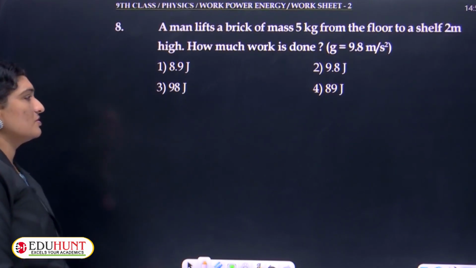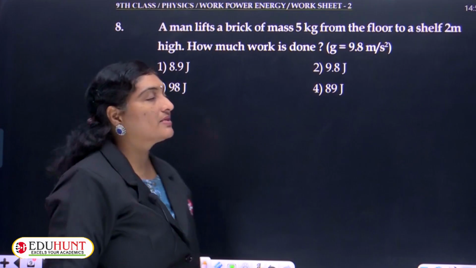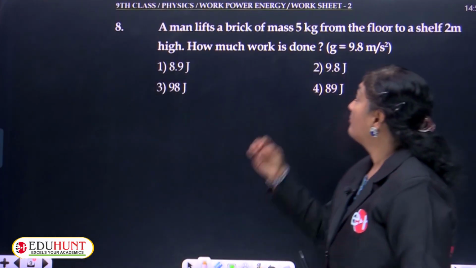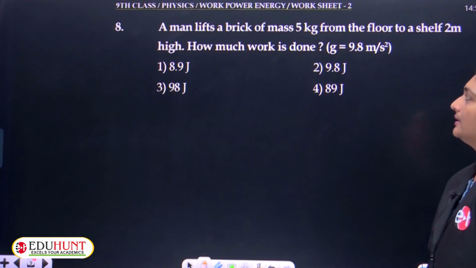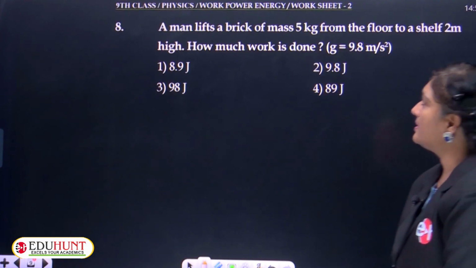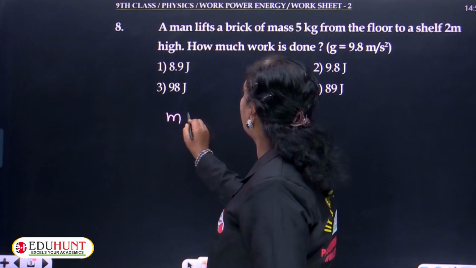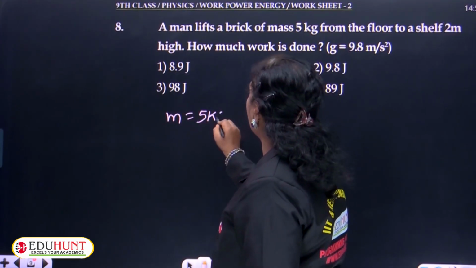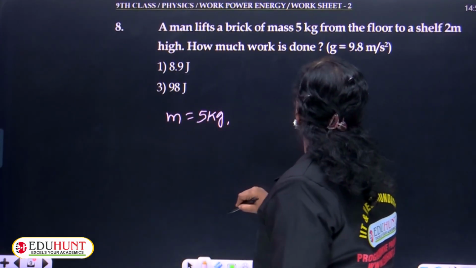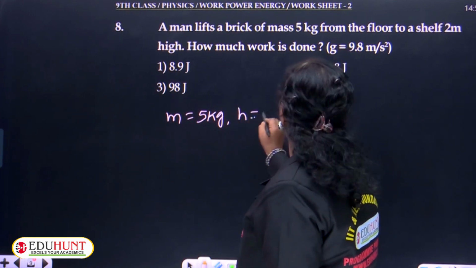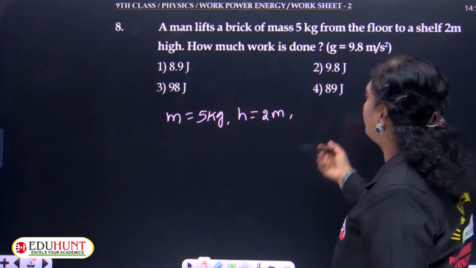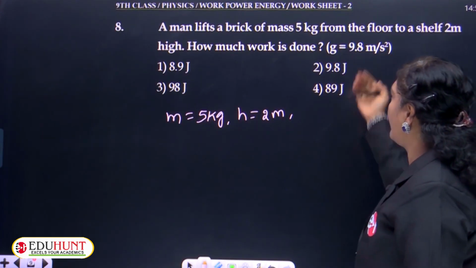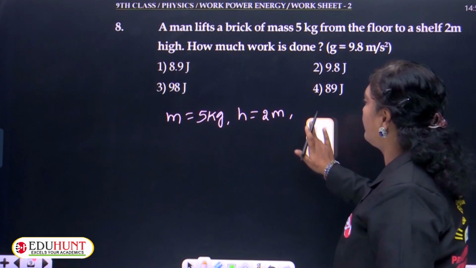So option 2 must be true, that is 9.8 joules. Moving ahead with the 9th question, children. A man lifts a brick of mass 5 kg from the floor to a shelf 2 meters height. So what is the given data? Mass of the body is given as 5 kg and height through which it is lifted is 2 meters. Okay, and you are asked to find out the work done. Gravity value is of course given as 9.8.